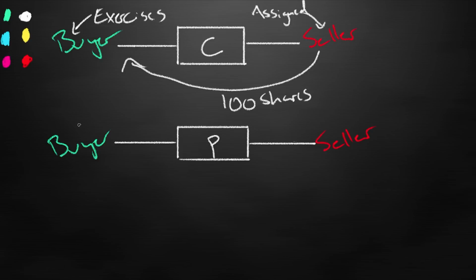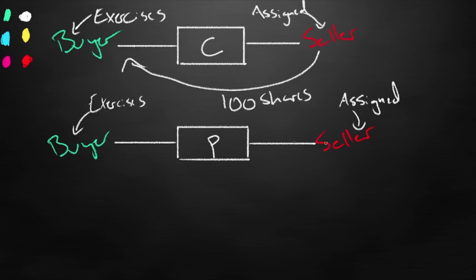Now here, let's say this put is in the money, so this buyer exercises. This means that the seller is assigned. Now it's different in this case because with puts, they give you the right but not the obligation to sell 100 shares at the strike price. So if the buyer wants to sell, that means the seller has to be on the receiving end. The seller of the put has to be on the receiving end.